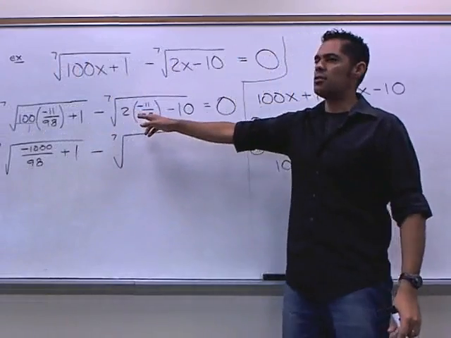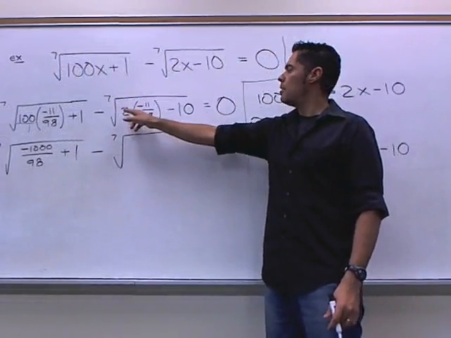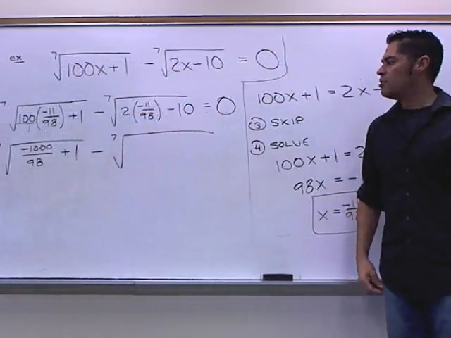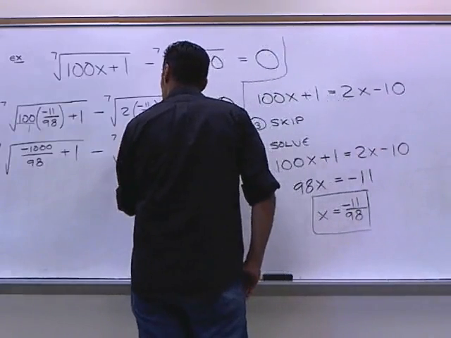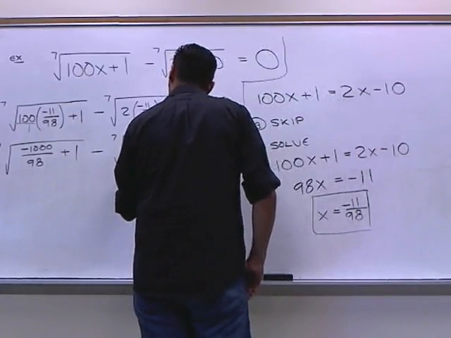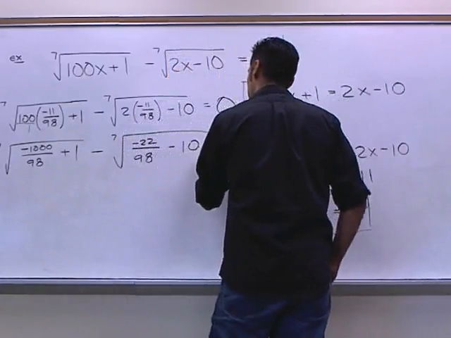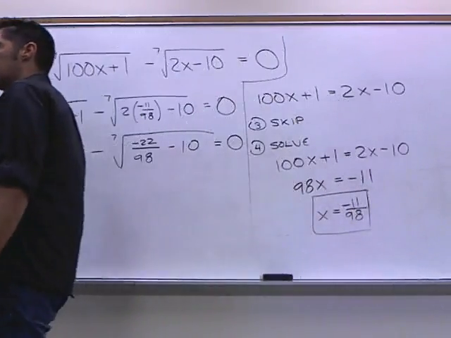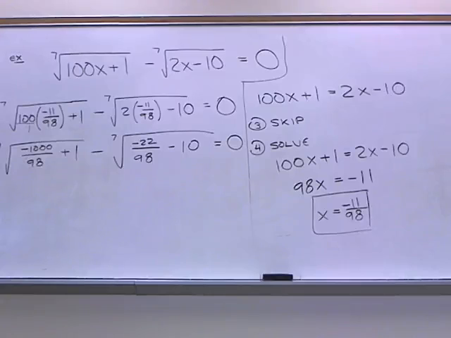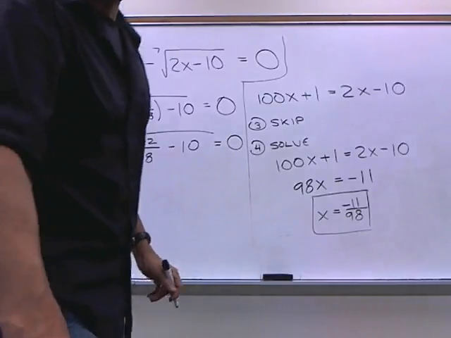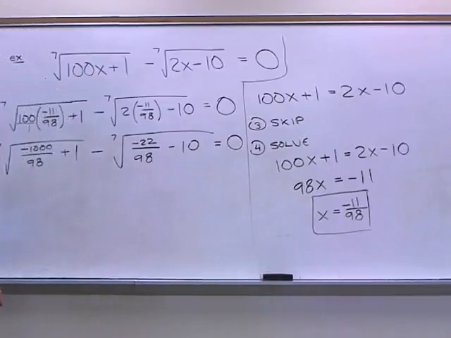The same thing with the 2. The 2 is like a 2 over 1. 2 straight across gives you negative 22 over 98 minus 10. Does that equal 0? Well, that's still not a very nice looking thing, is it? But can't we get a common denominator right there?